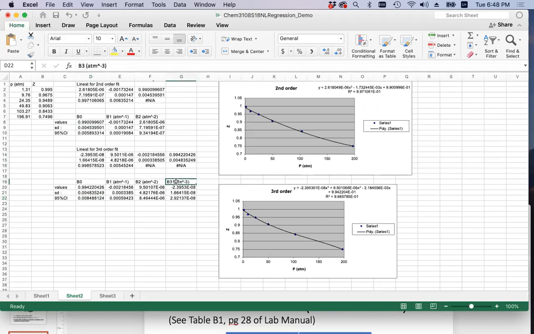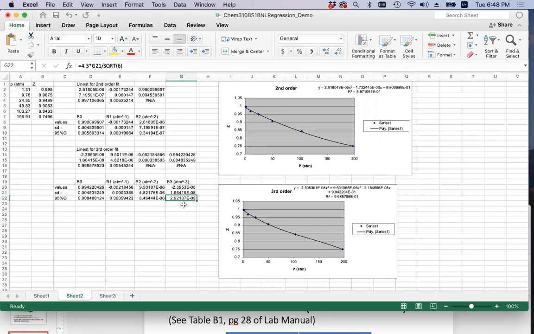And if you look at this B3 virial coefficient that we included in this third order fit, you'll see that the value of the coefficient that we obtain is minus 2.3 times 10 to the minus 8. So it's a very small number, but the uncertainty in that number has a magnitude that's even larger than the coefficient itself, right? So the coefficient is minus 2.3 times 10 to the minus 8. The uncertainty is 2.9 times 10 to the minus 8.